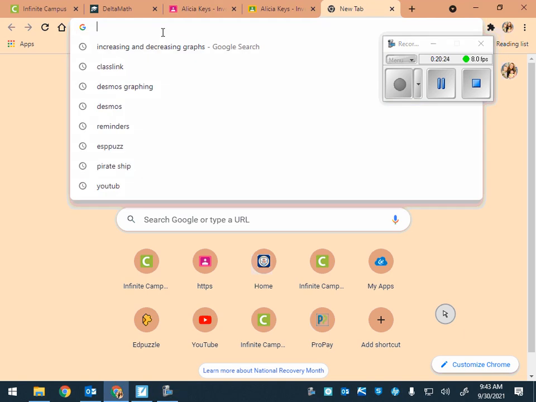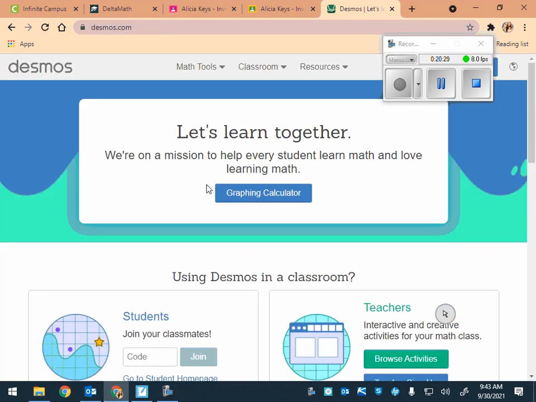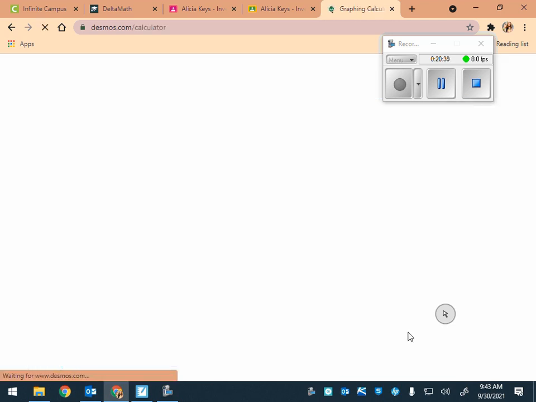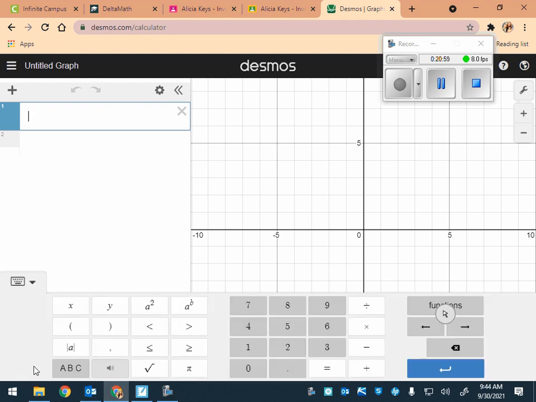Okay, so if I go to Google and type in Desmos.com, okay, Desmos.com, this is what you will see. And then you want to click Graphing Calculator. Okay, so Desmos.com, and then the Graphing Calculator. Okay, so in this first box, if you notice there's a keyboard at the bottom, just click it up.